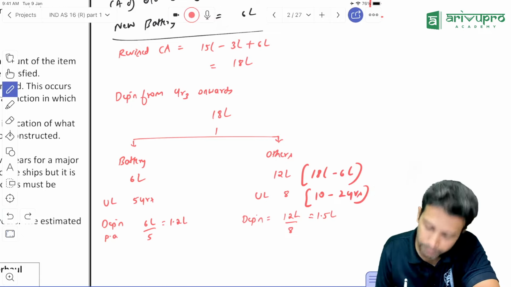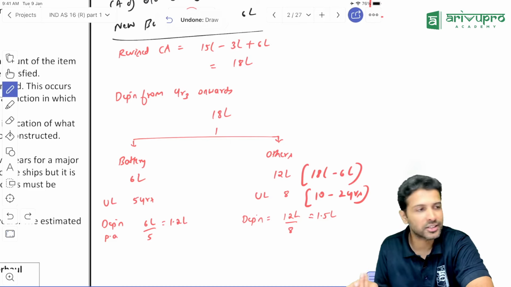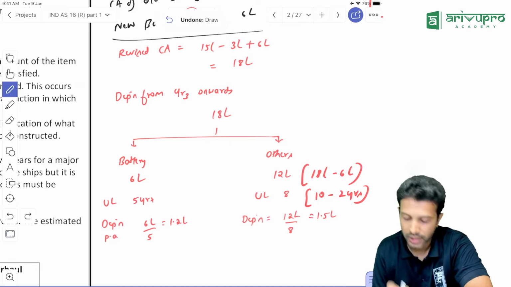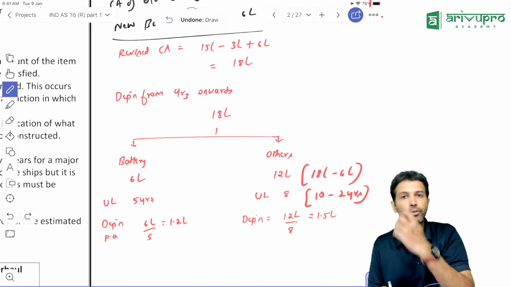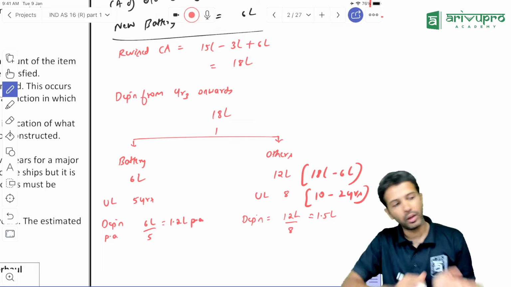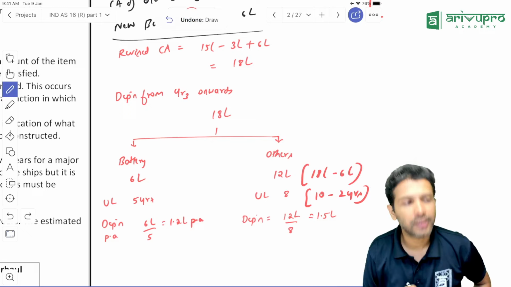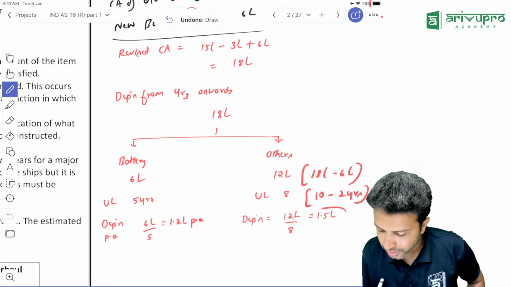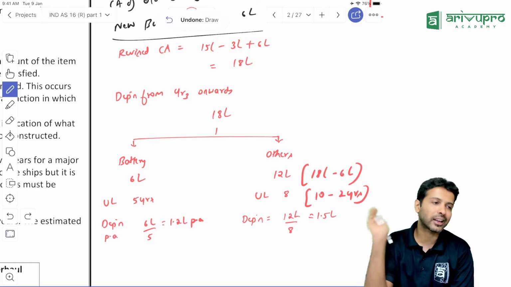How will you calculate depreciation? 6 lakh minus residual value, which is anyway 0, so I have not written it, divided by life, which is 5 years. This new battery will be depreciated going forward every year at 1,20,000 per annum. What about the other parts? 12 lakh minus residual value 0, divided by remaining life, which is 8 years. How much will that be? 1,50,000. Like this, the calculation will go.